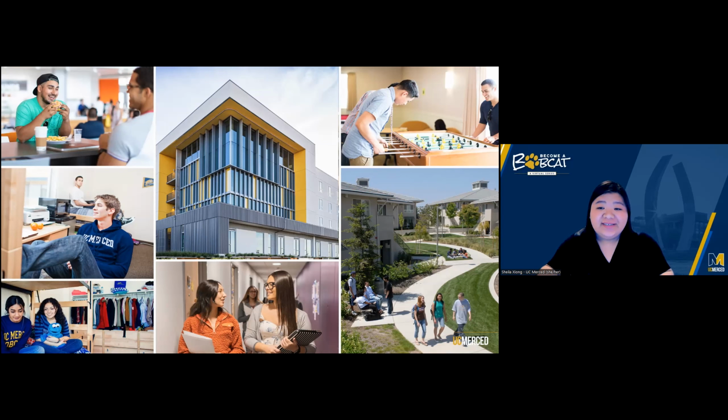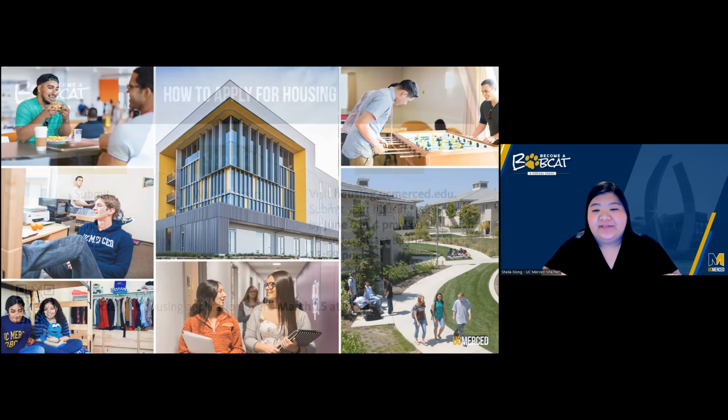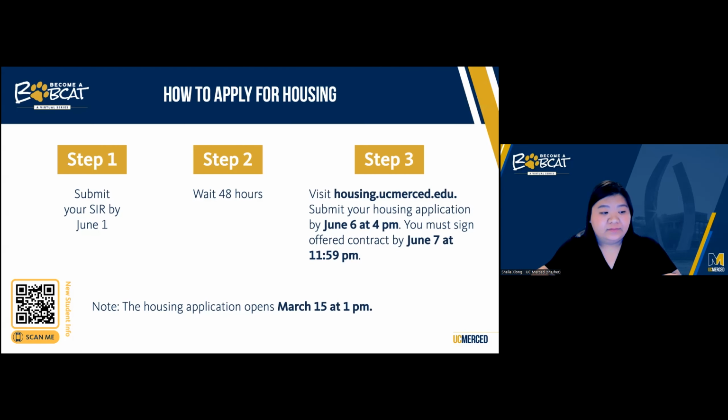All right, so what does it take to apply for housing? Let's take a look on the next slide here for the steps for housing. All right, so applying for housing happens in 3 simple steps. First, you'll want to make sure that you submit your SIR by June 1st. After submitting your SIR, you'll need to wait at least 48 hours. And then once you've waited at least 48 hours, you can visit the housing.ucmerced.edu website to submit your housing application.